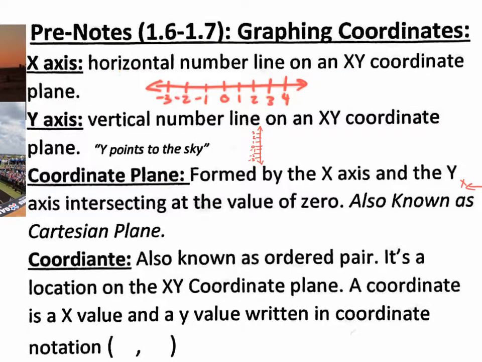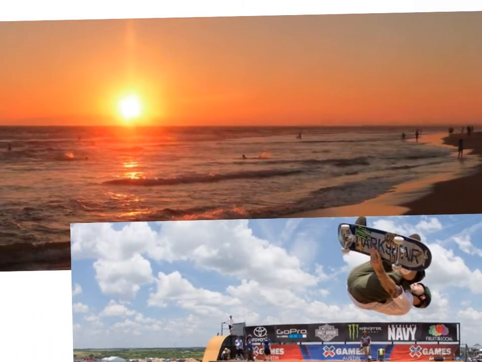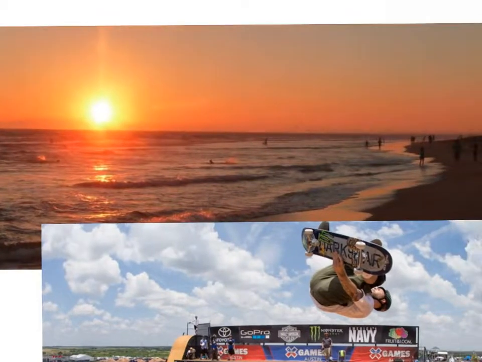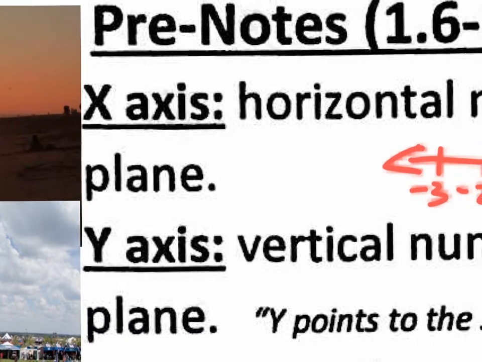What does horizontal mean? Have you ever seen the sun set on the horizon? What does that mean? Here it is. Sun setting on the horizon. The horizon is this right here. It's running left to right, and the sun is setting on the horizon. So horizontal means a number line that's left to right.